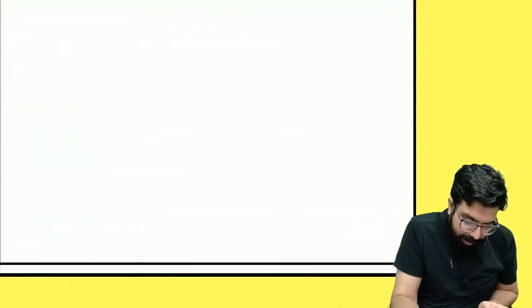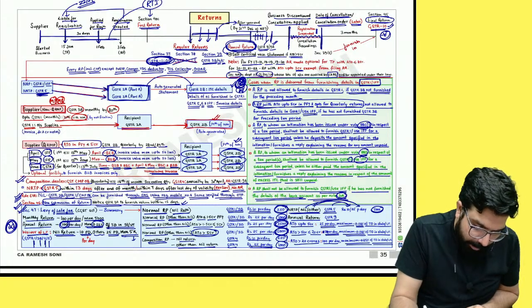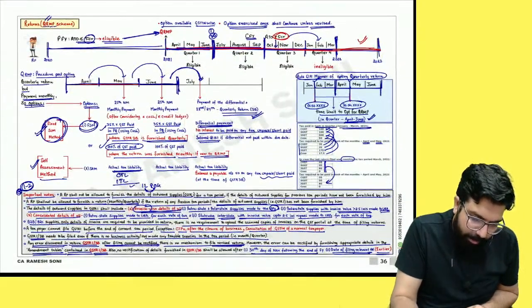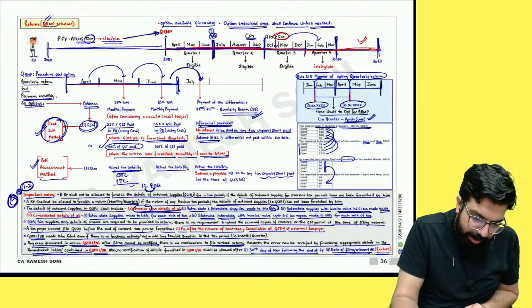Chalo. First chart, everything is cleared. I have told you this is very important. This last one, and late fee is very important. The next one, these important notes which I have told you are very important.